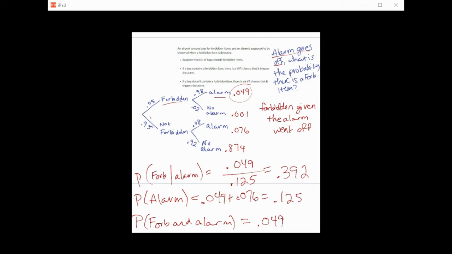Anyway, so the first few are just the word problems where they give you the exact numbers that you need. And then there's a couple of the tree diagram ones. The next one on here is testing for a certain disease. Positive, negative, whatever.